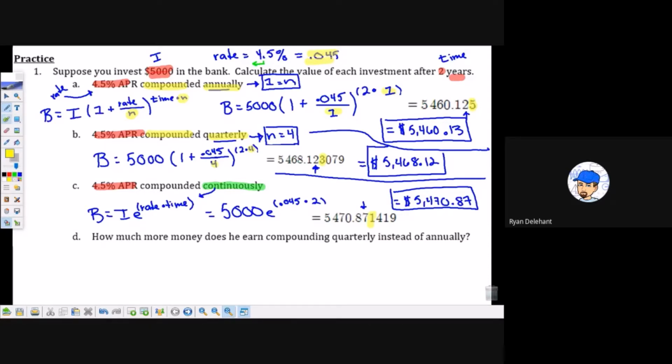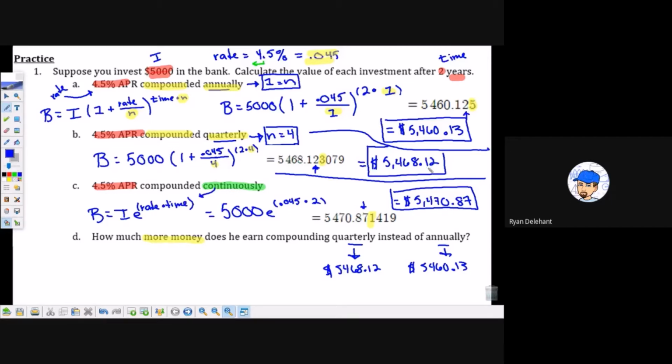All right, so now we get into the comparing part. How much more money do we earn compounding quarterly instead of annually? So they're asking us to compare two different numbers. So quarterly, we made $5,468.12. Annually, we would have made $5,460.13. Which one of those more? Quarterly or annually? Quarterly.